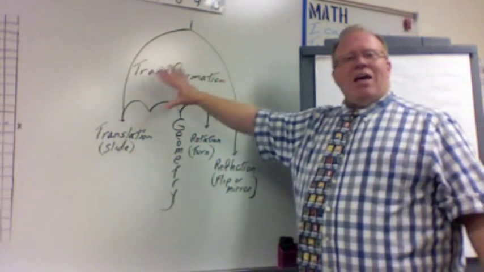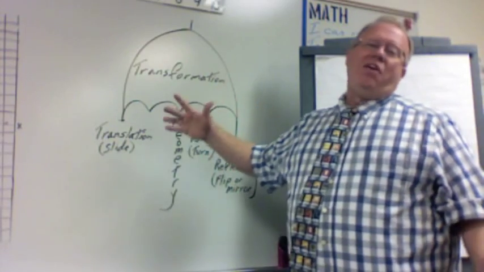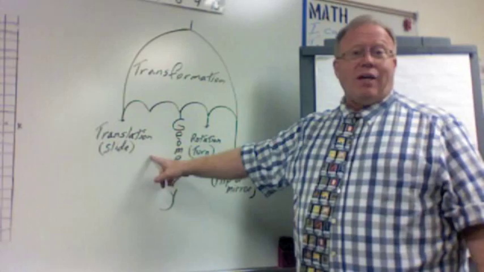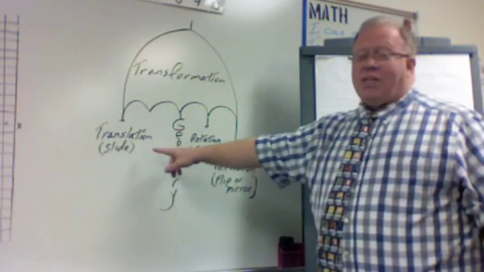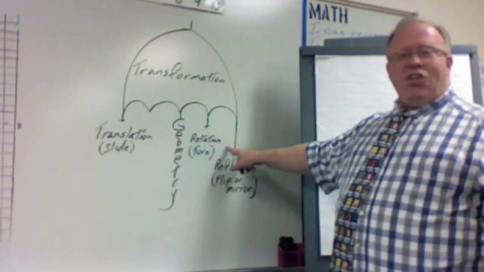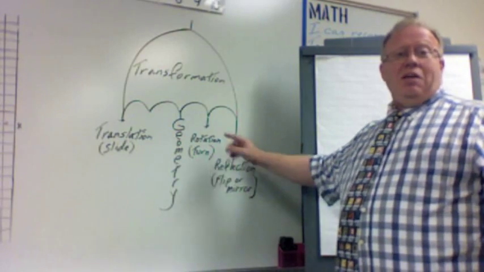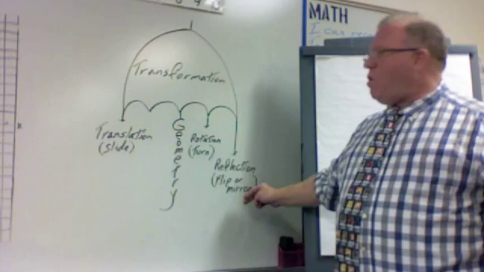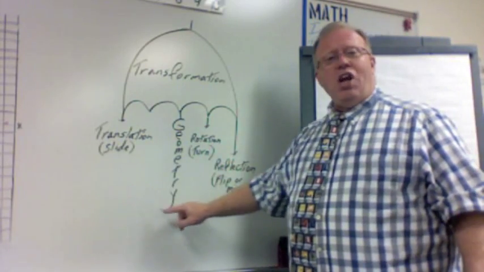Transformation, a change. Okay. There are things that fall underneath that umbrella of transformation. Translation, which is a slide. Rotation, which is turn. You're going to turn it around. And reflection, a flip or a mirror. All this falls under geometry.